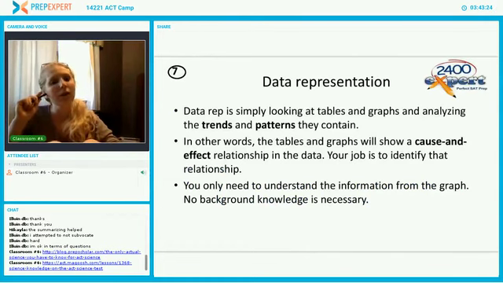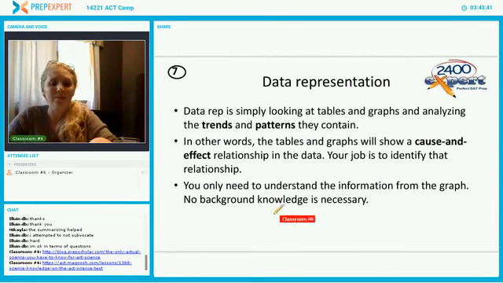So data representation is looking at tables and graphs and analyzing the trends and patterns they contain. In other words, the tables and graphs will show you a cause and effect relationship in the data, and your job is to identify that relationship. You only need to understand the information from the graph, and no background knowledge is necessary.